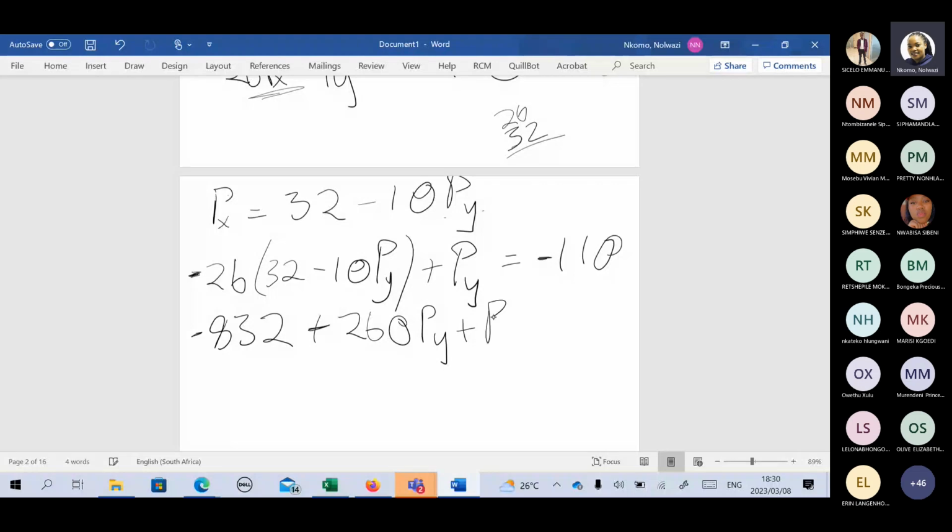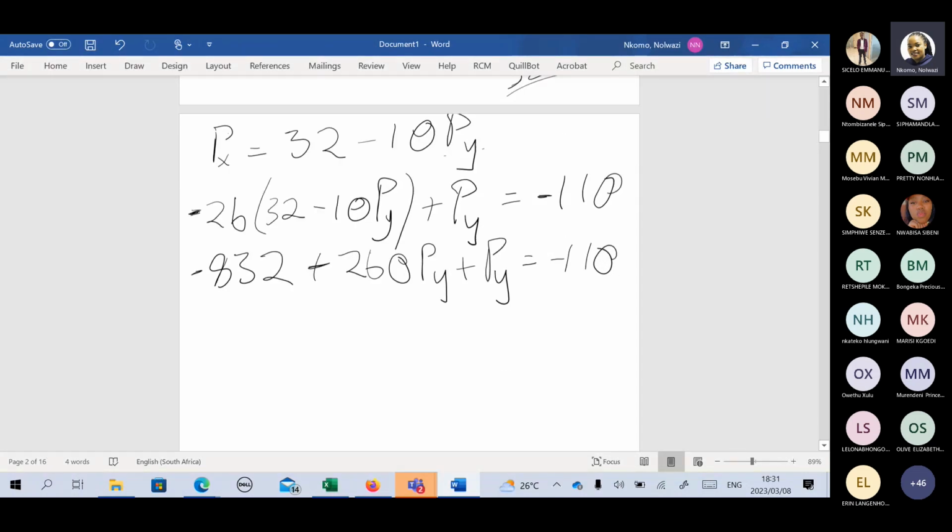PY plus PY equals minus 110, right? Okay, since we only have one unknown in this equation, which is PY, we are trying to make PY the subject of the formula. That means we must have PY on one side and the variables on the other side. So the first step is to transpose this to the other side of the equal sign, right?